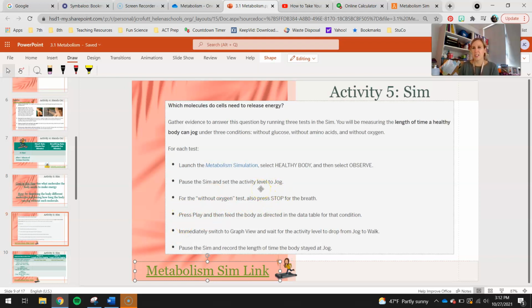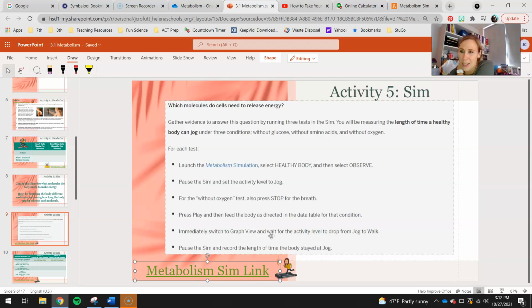So you kind of have to look at the data table to get a good idea of what you are going to be altering on each little test you run. So we'll look at that here in a second. Then you will press play. You'll feed the body as directed in the data table for that condition. You will go to graph view. And then you will wait for the point at which the line for activity level is at jog and then drops to walk. And that's what time you're going to record.